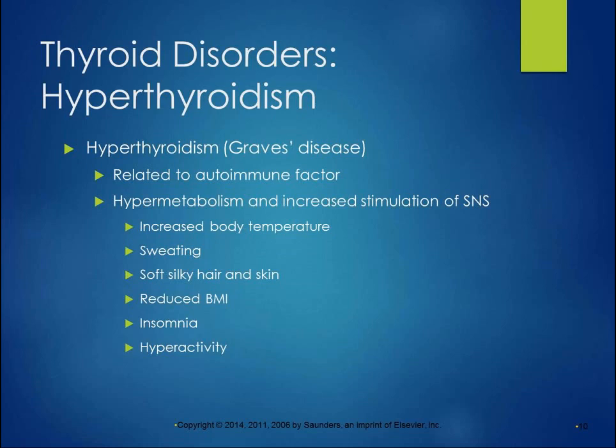It's related to an autoimmune factor. Hypermetabolism and increased stimulation of the sympathetic nervous system. So increased body temperature, sweating, soft, silky hair and skin, reduced body mass index, insomnia, and hyperactivity. So a lot of times people's first inkling that they have hyperthyroidism is they start losing weight and they feel hot all the time.